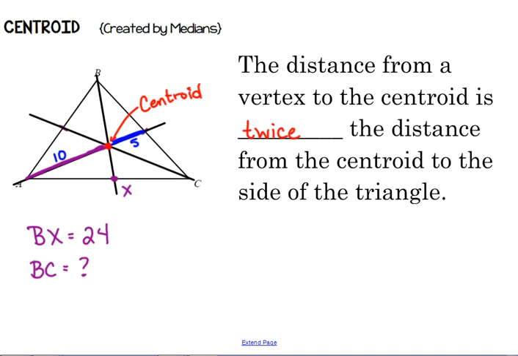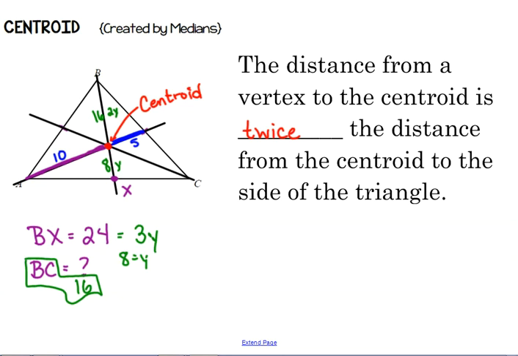I know that the whole length is 24, and one piece is twice as long as the other piece. So let's say the other piece is Y, then this piece is 2Y. So together, how long is the segment? 3Y. So 8 is equal to Y, so this piece is 8, and this piece would be 16, so BC would be equal to 16. It's all based off the relationship that the distance from the vertex to the centroid is twice as long as the distance from the centroid to the side of the triangle.